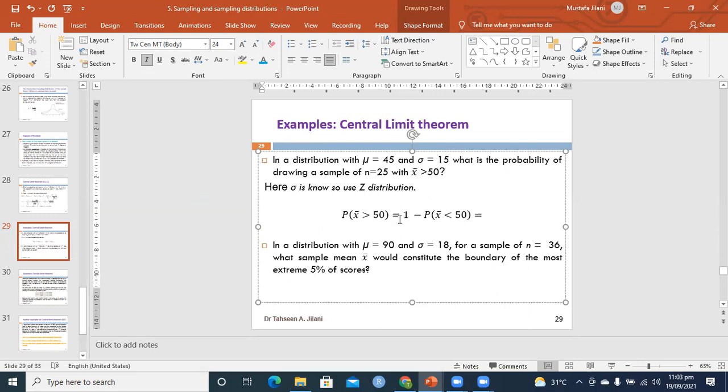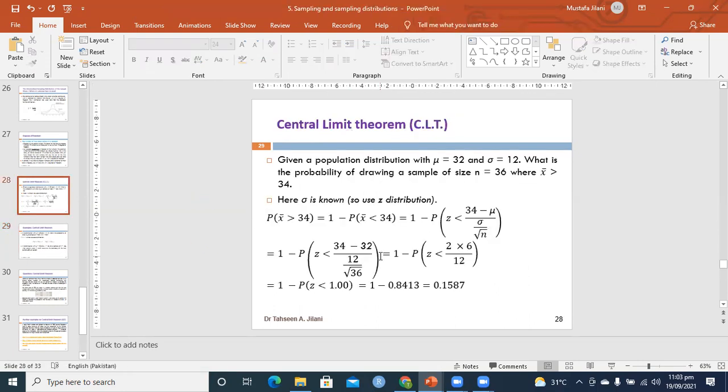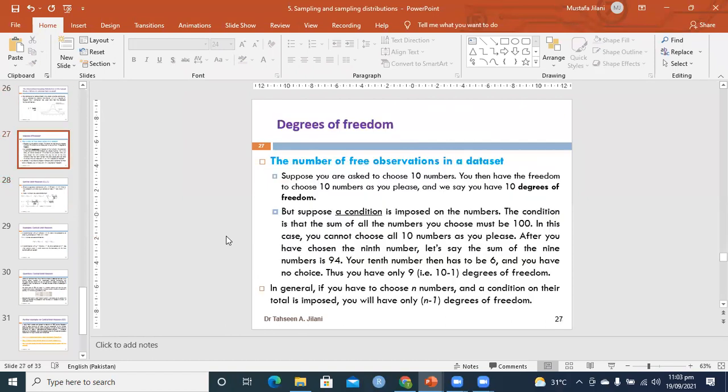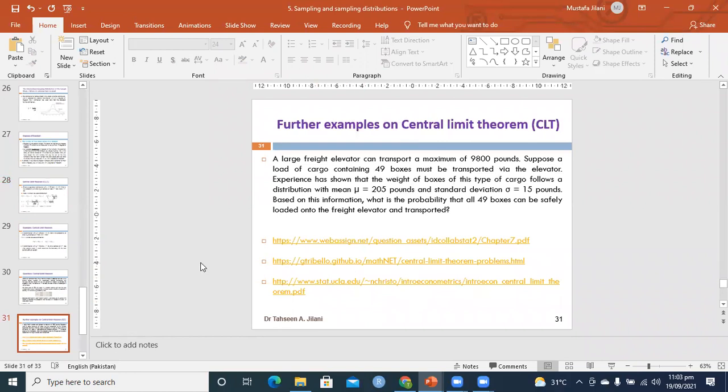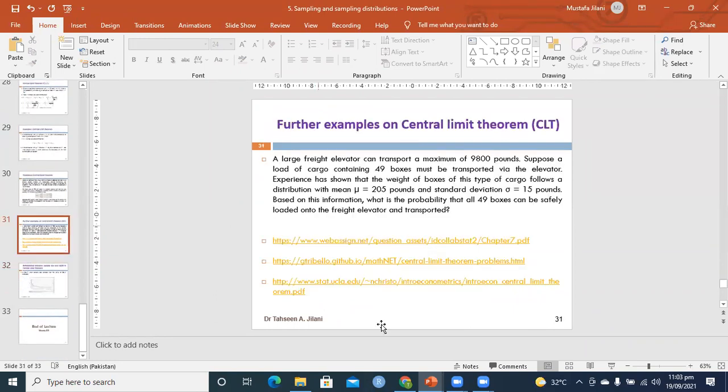Just now, in place of x, we are using x bar, and in place of x bar minus mu divided by sigma, we are using x bar minus mu divided by sigma over under root n. This is because of the central limit theorem. That's it. Nothing else in it. So these are some of the sources. You can find a lot of questions and solved examples. I did not include everything because we already have 30 slides. So you can go through these different places and you can find many solved questions as well.